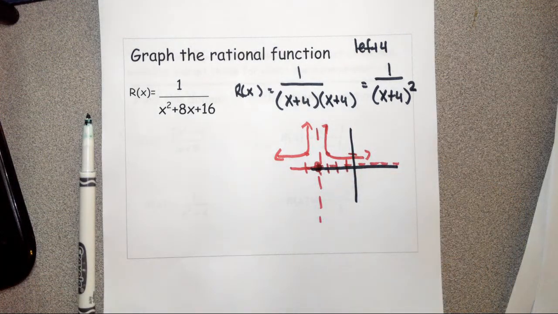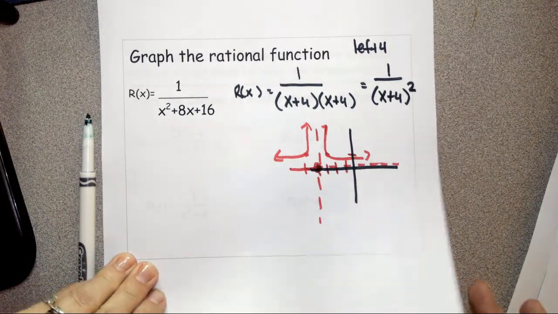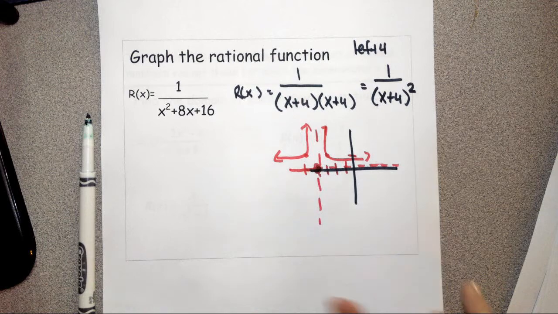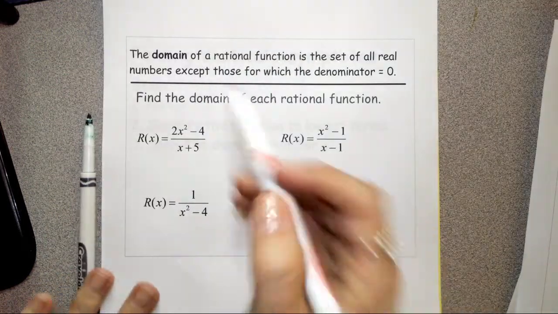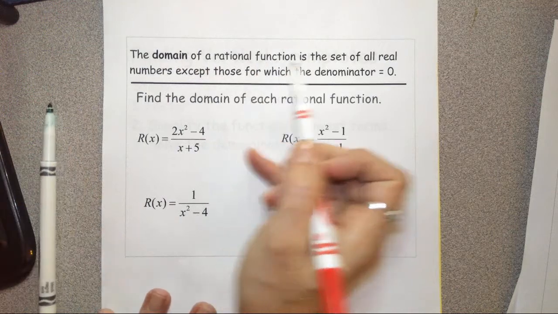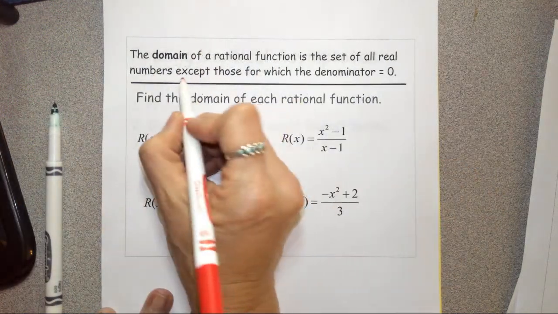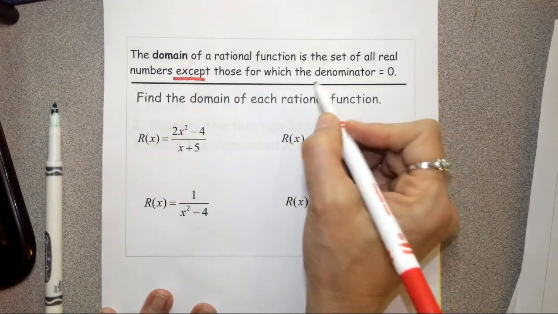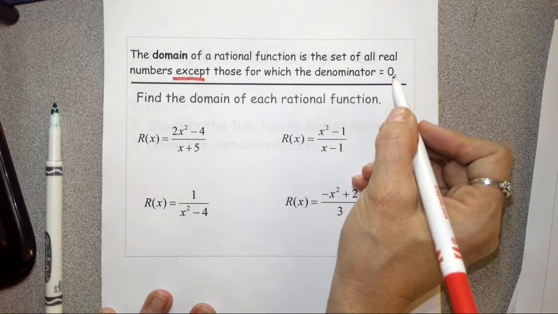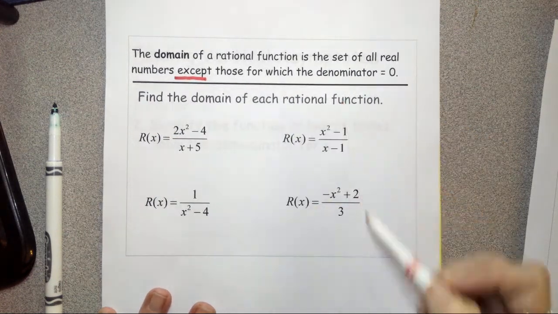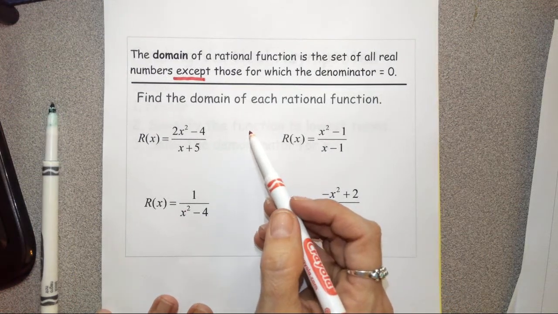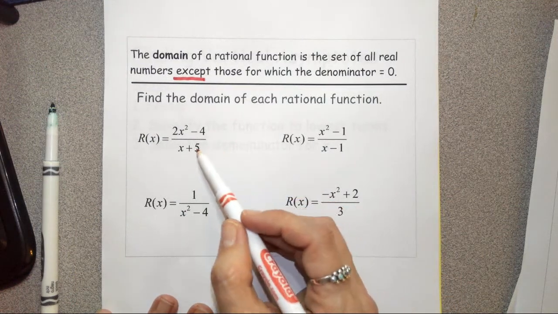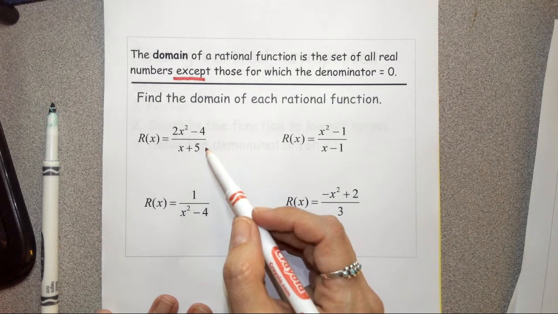Okay, so now that we've talked about graphing, the next thing we're going to talk about is how do you find the domain given just an equation and not a graph. So the domain of a rational function is the set of all real numbers except for those where the denominator would equal 0. So when I'm asking you to find the domain for these rational functions, you're going to start by just looking at the denominator. And I want to know what would make that denominator equal 0.